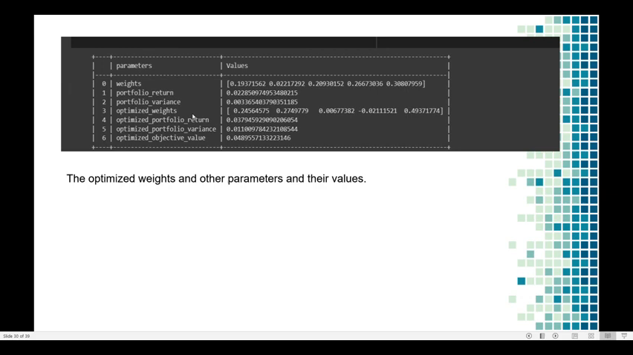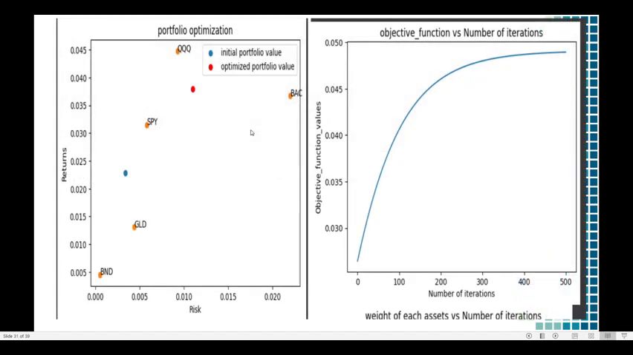The portfolio return is 0.03, and after optimization the portfolio return is increased to almost 0.377, and the portfolio variance is 0.03. So let us plot the graphs. Return versus risk: the initial portfolio value, this blue dot, is around 0.30. The optimized portfolio value is increased to about 0.039, but the risk is very high.